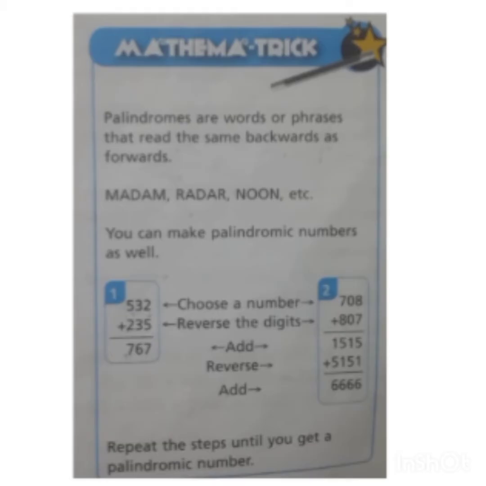Now the third trick: palindromes are words or phrases that read the same backward as forward. These are the words or numbers which we can read either from right hand side or from left hand side, and both have the same pronunciation. Here is the example of madam. Either we can read it from left hand side or right hand side. The pronunciation of this word would be madam.